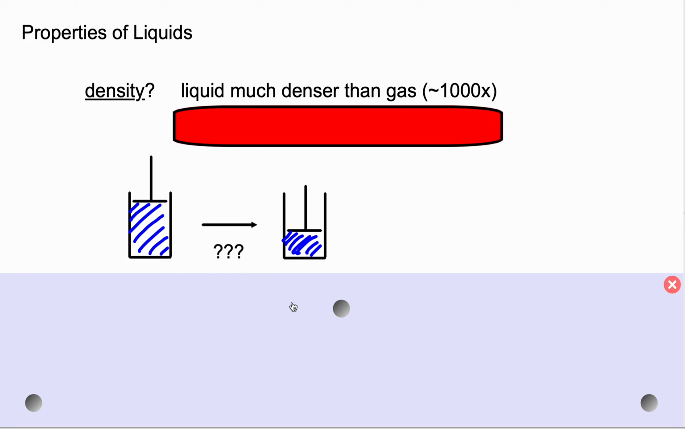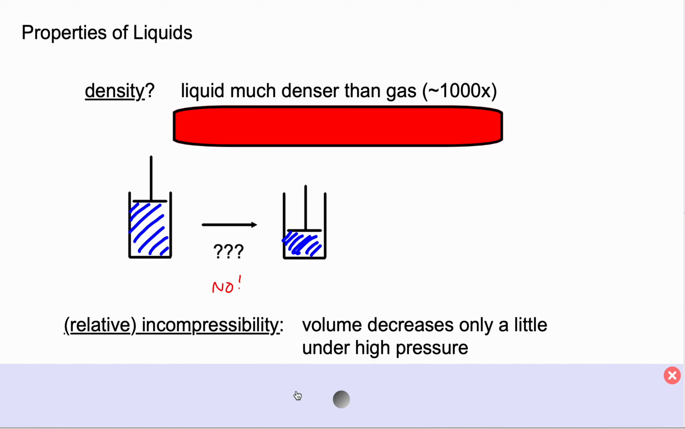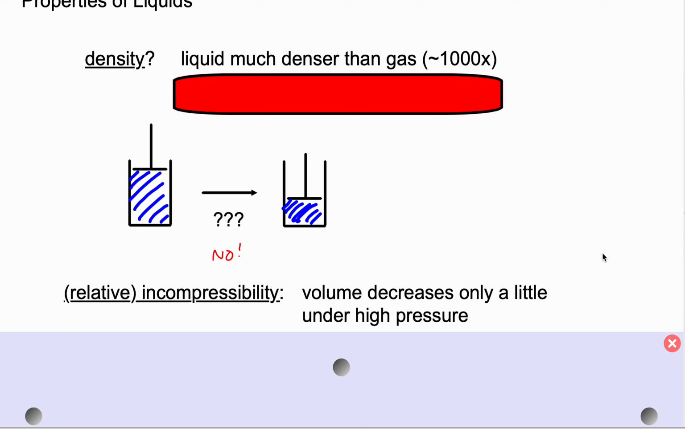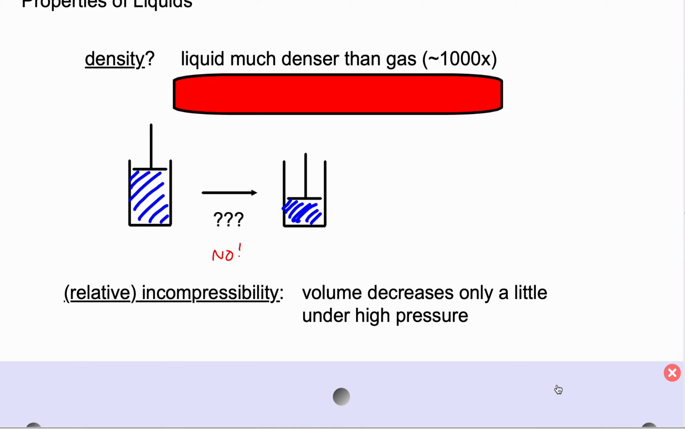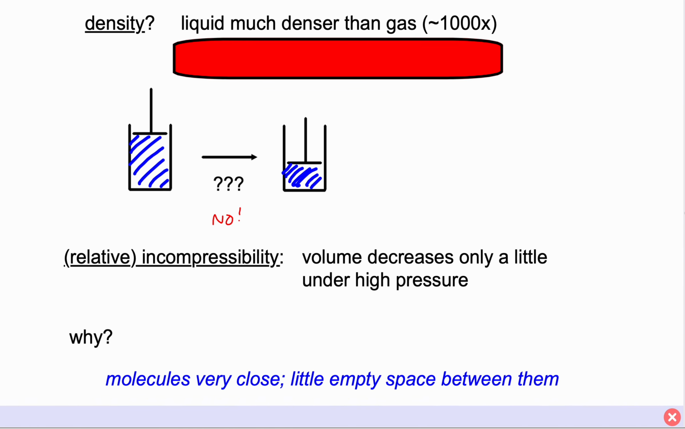Are liquids compressible? If I take a sample of a liquid in a cylinder with a piston on top and press down really, really hard, can I compress the liquid? Well, as we said, no. They are relatively incompressible, and as a result, the volume decreases only a tiny bit under high pressure. I cannot demonstrate this in class because I don't have the capacity to actually compress a liquid. Why would that be? Well, as we said before, that is because the molecules are very close to each other. There is very little empty space between them.